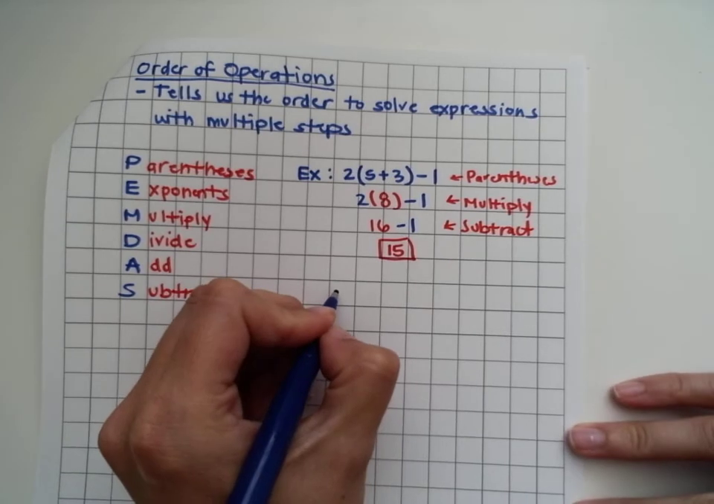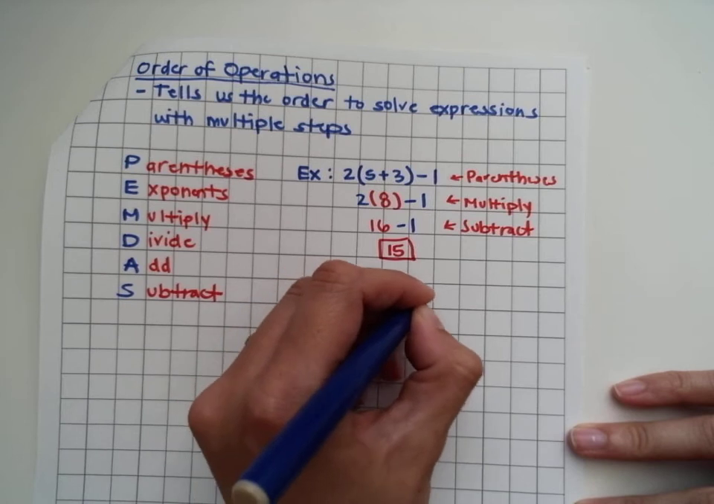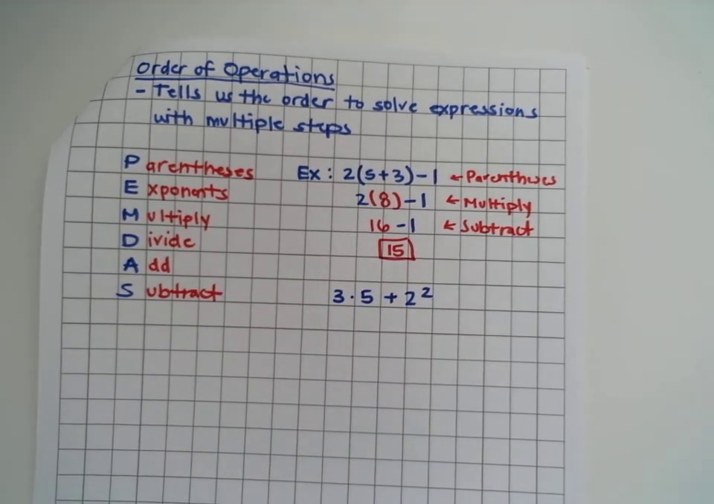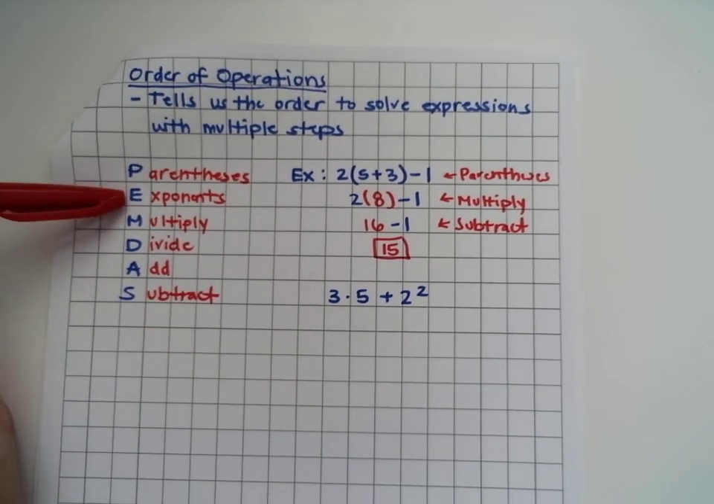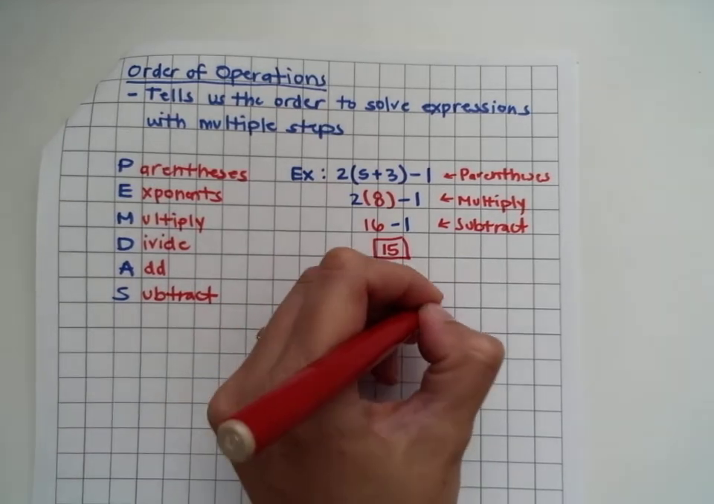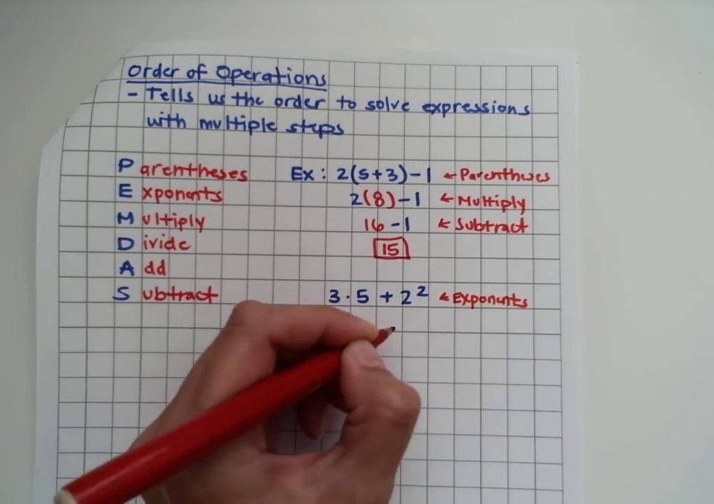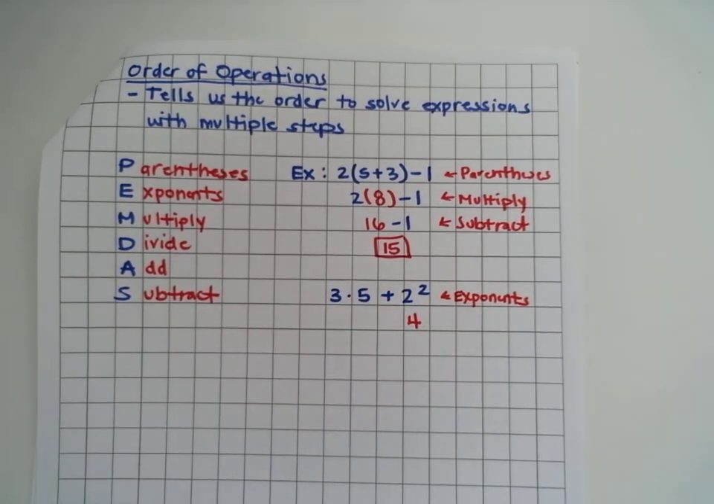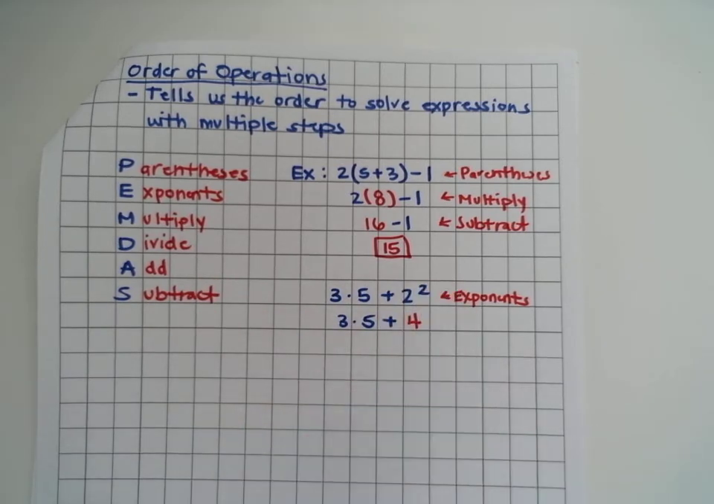Let's do another example. Say we have 3 times 5 plus 2 to the second power. We go through: are there any parentheses? No parentheses. Are there any exponents? Yes, so we need to do our exponents first. 2 to the second power, 2 times 2, is 4. Going to bring down the rest. We have 3 times 5 plus, instead of 2 to the second power, we simplified that, and that is 4. So we have 3 times 5 plus 4.